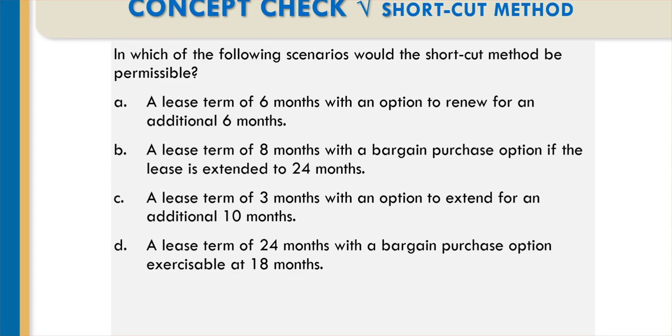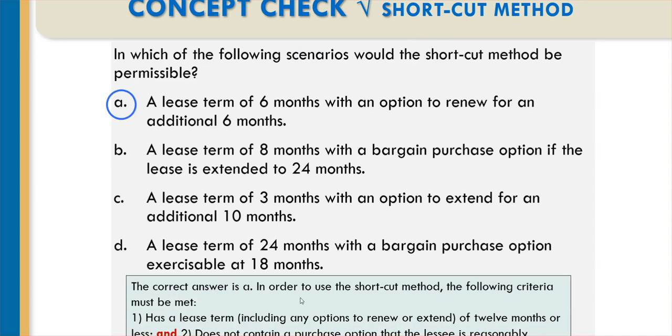If you look at the other ones, they tend to imply that it could be extended. If it can be extended, then you can't use shortcut. That's the message. Here's the bottom explanation. It says, in order to use a shortcut method, you have to have a lease term, including any options to renew or extend, of 12 months or less. And also, if you have a purchase option, then that implies that it really isn't a temporary type rental situation. It is a long-term commitment that's going to be extending beyond. So therefore, you've got to use present value.